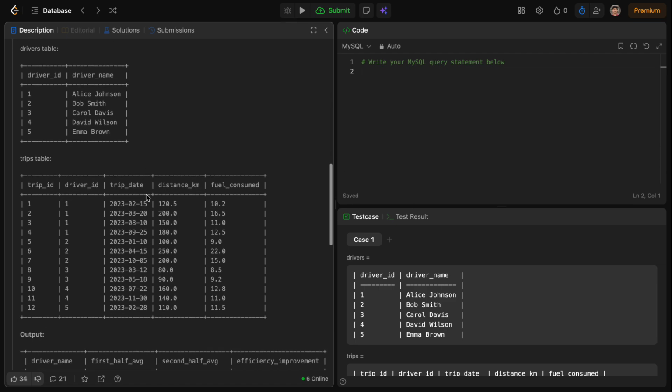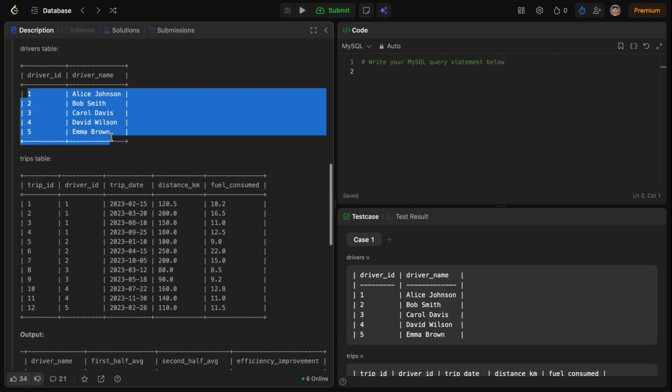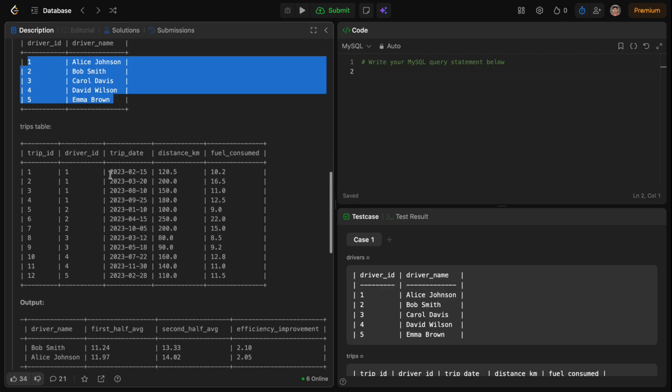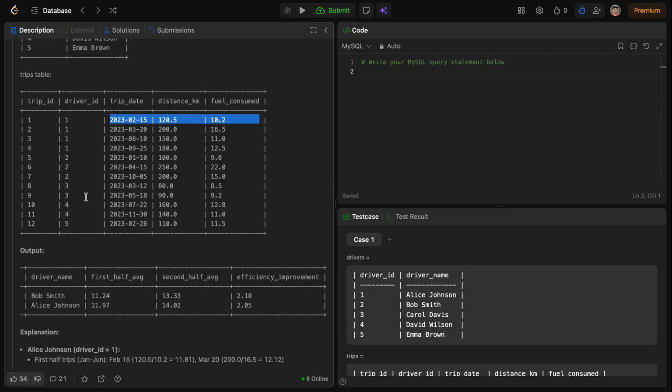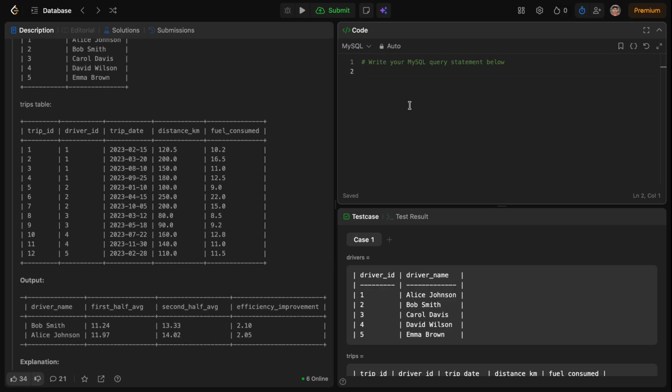So these are the values in the drivers table, the name and the ID, and in the trips table the trip date, distance and fuel consumed with the driver ID and the trip ID. We have to find those driver names and the efficiency improved. Our target is to find both things, the first half and the second half. No need to write this explicitly.